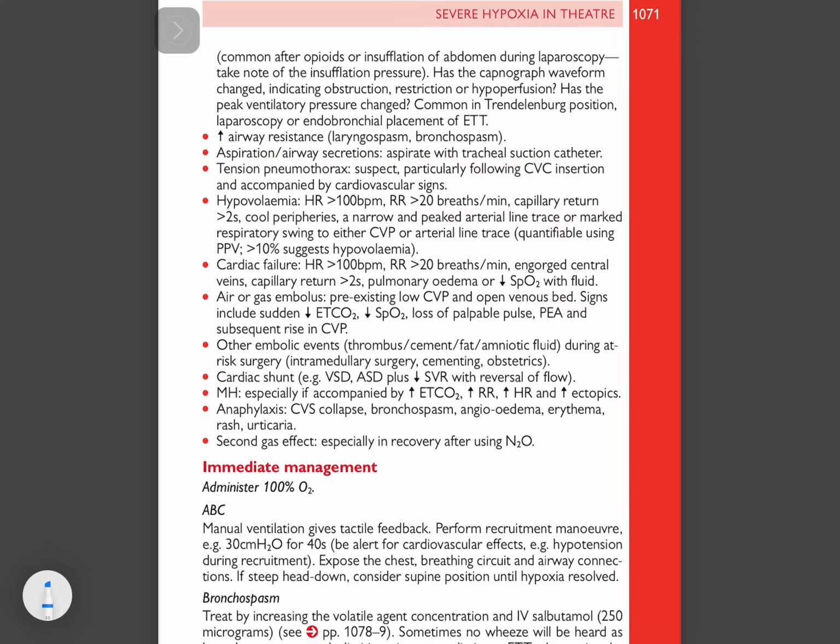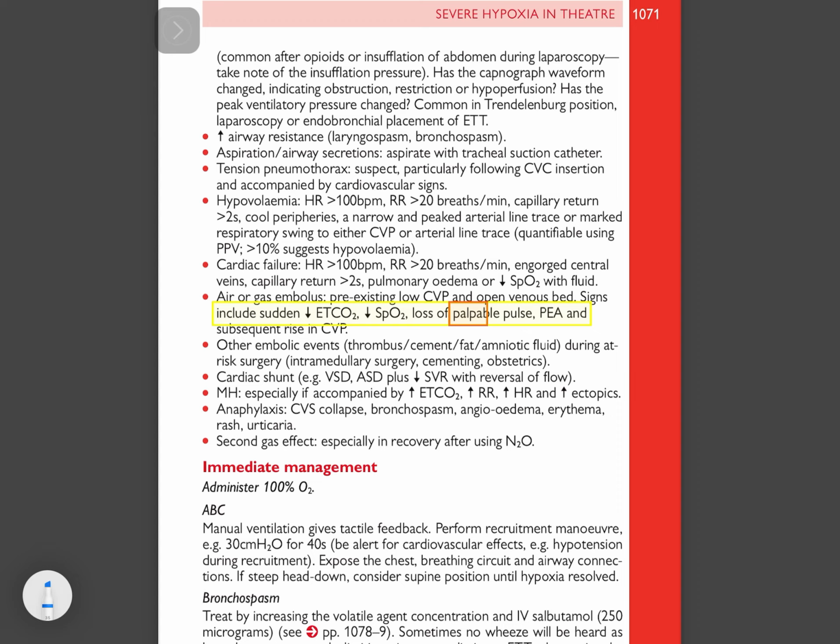particularly following CVC insertion and accompanied by cardiovascular signs. Hypovolemia: HR over 100 bpm, RR over 20 breaths/min, capillary return over 2 s, cool peripheries, a narrow and peaked arterial line trace or marked respiratory swing to either CVP or arterial line trace. Quantifiable using PPV, over 10% suggests hypovolemia. Cardiac failure: HR over 100 bpm, RR over 20 breaths/min, engorged central veins, capillary return over 2 s, pulmonary edema or decreased SpO2 with fluid.